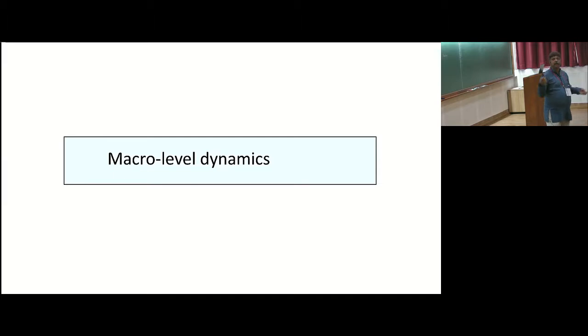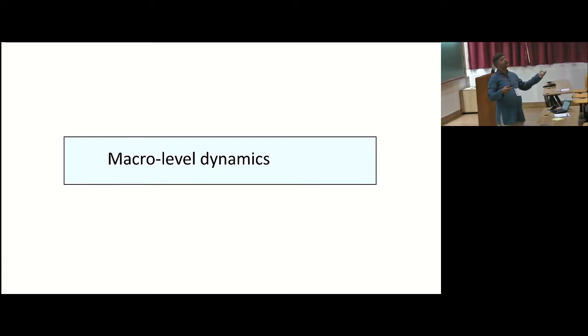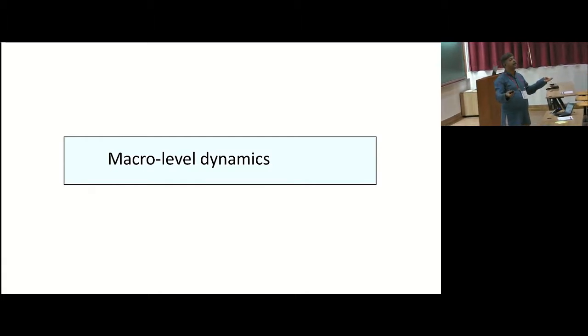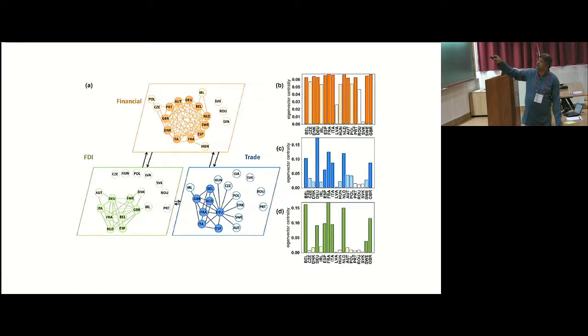For the final minute or two, suppose I have the financial network. I also have a trade network and a foreign direct investment network. I construct them, and then I look at the core-periphery structure. I've done this for 18 European countries, and based on the eigenvector centrality, I identify which are the very core, which have smaller connections, and which are isolated. And we want to see how the movement in one affects the movement in another.